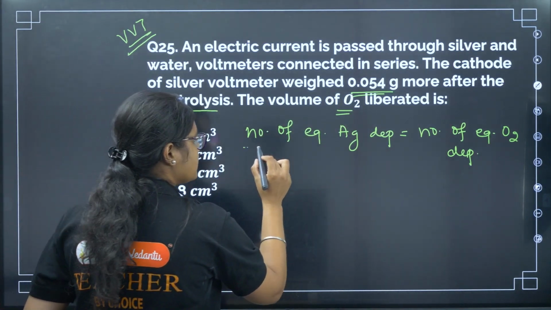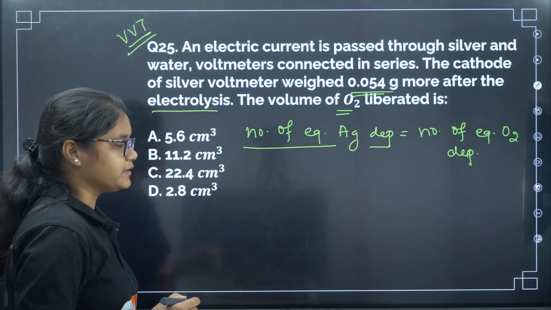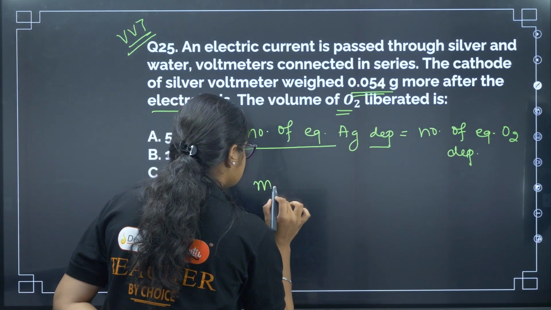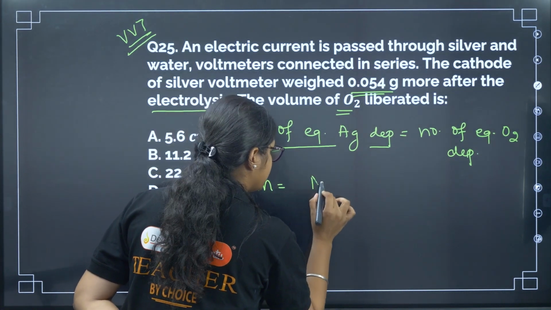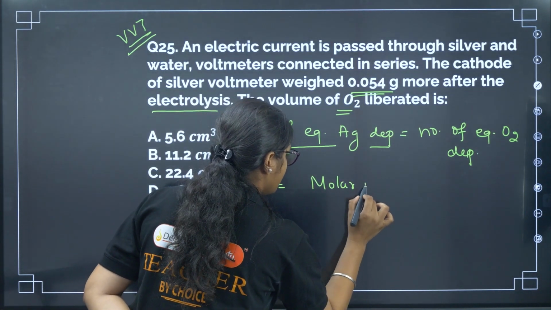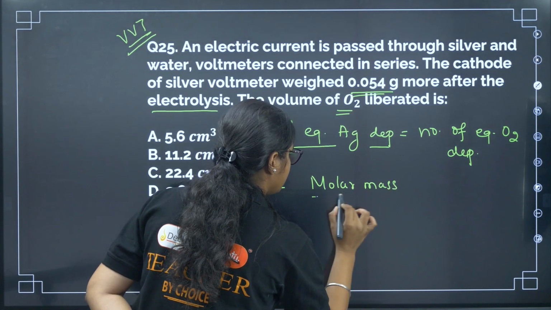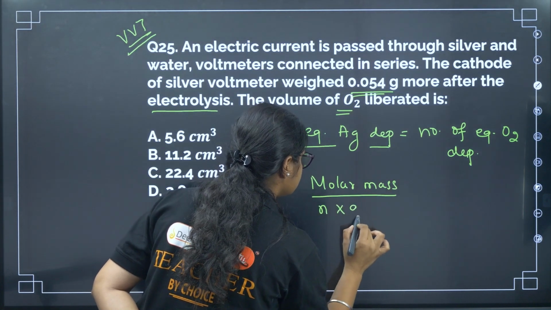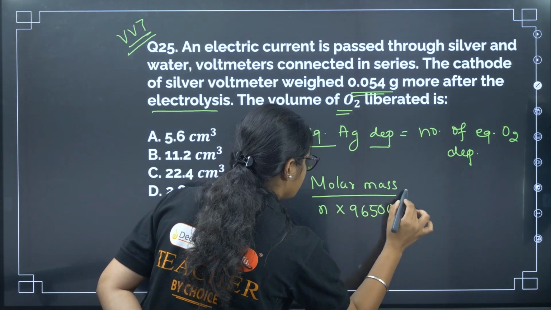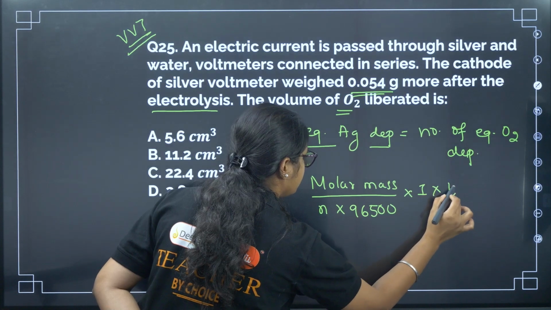Now what is the number of equivalents of silver deposited? How to calculate that? We have this formula, M is equal to Z into I T. So Z is what? Molar mass divided by n into 96500, into I into T.